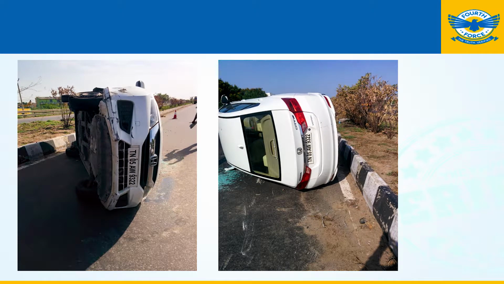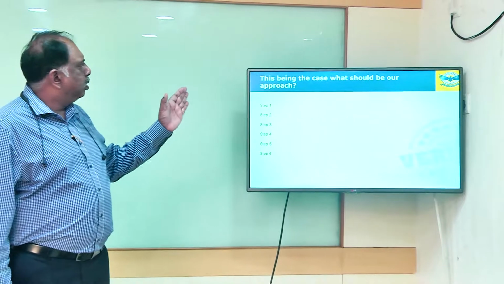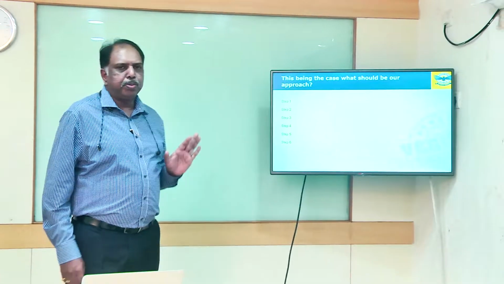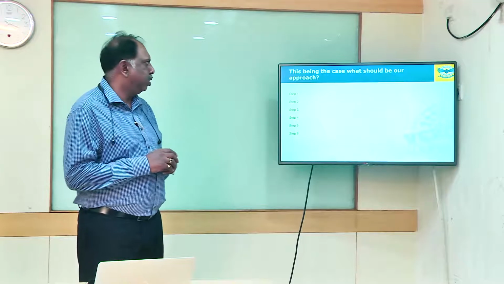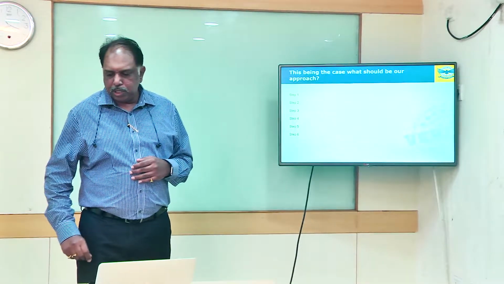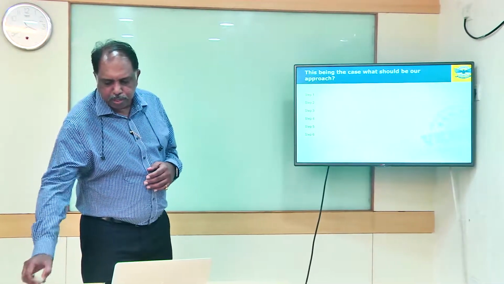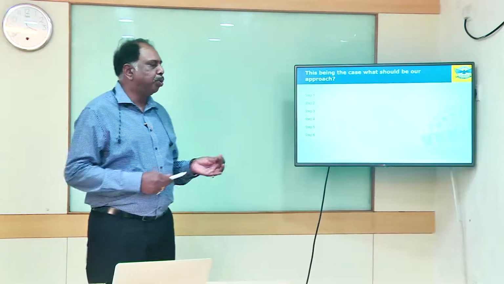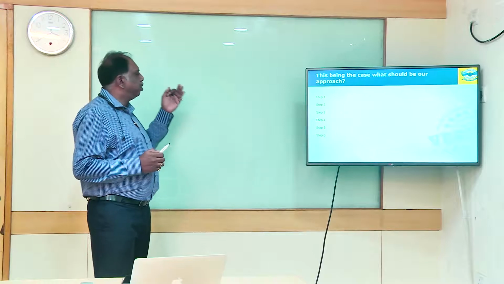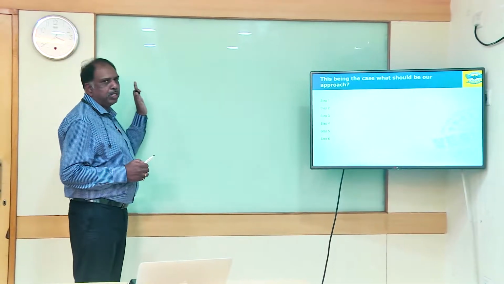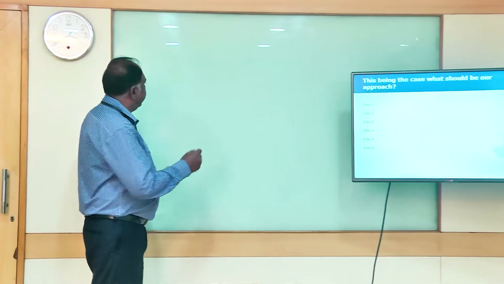Now with this, I am saying you need to have some steps. Okay. Being the case, what should be our approach? What should be our line of investigation is what we'll have to understand. So when you're doing a line of investigation, there are certain things which are very, very critical for us to know. So what is that critical? I'll just jot down those points here for you to understand.